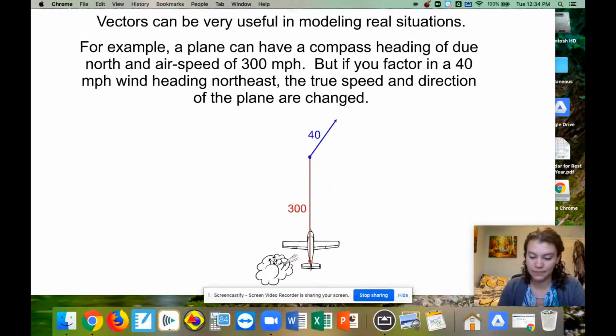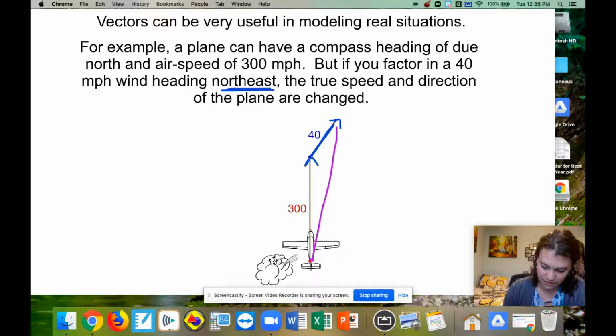Okay, so vectors and modeling real-life situations. For example here, we have a plane with a compass bearing going 300 miles per hour, going straight north on its compass. But there's a wind blowing it out of the way it's supposed to go. So you have a 40 mile per hour wind going northeast. So what we want to figure out is where is that plane actually going? So if I'm coming from here and I make this resultant vector, where does the plane actually end up? Because it's not actually going straight north anymore. It's going a little bit tilted.